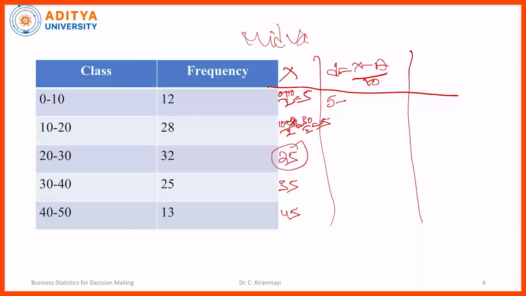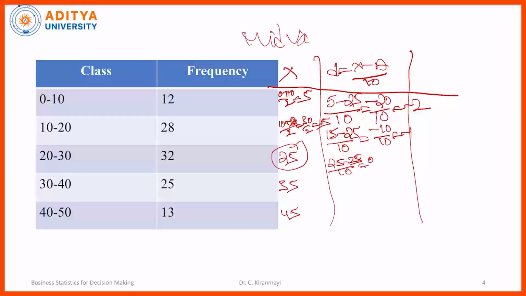From the assumed mean, we have to obtain the deviation for each x value. That is 5 minus 25 by 10, which is minus 20 by 10, equal to minus 2. Here it is 15 minus 25 by 10, which gives minus 10 by 10, that is minus 1. Next, 25 minus 25 by 10, 0 by 10, 0, and 35 minus 25 by 10 is 10 by 10, 1, and then 2.